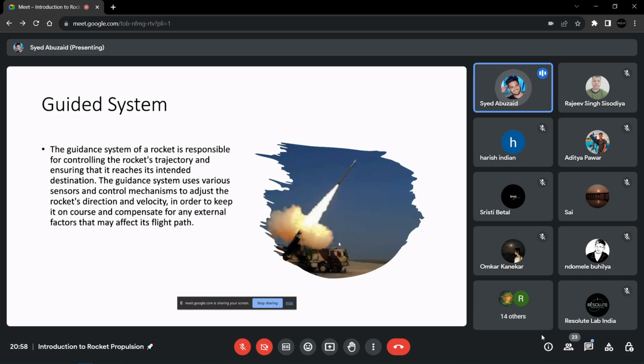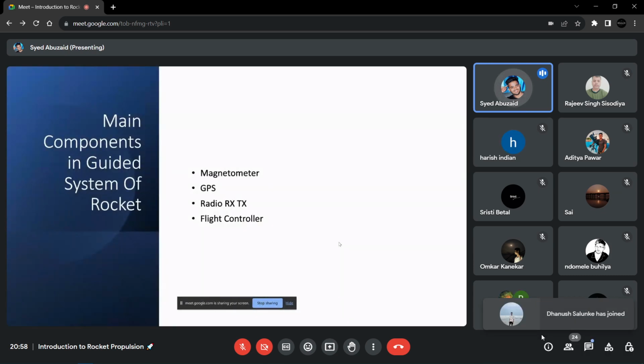The guidance system uses various sensors. The sensors are basically the accelerometer, gyrometer, barometer, and GPS. These sensors are inside the flight controllers, and they provide the data. That's how the guided system of the rocketry functions. So these are the main components working in the guided system of the rocketry. The magnetometer is working like the eye, and the GPS like the brain. You can say that it provides the direction and location to the rocketry.